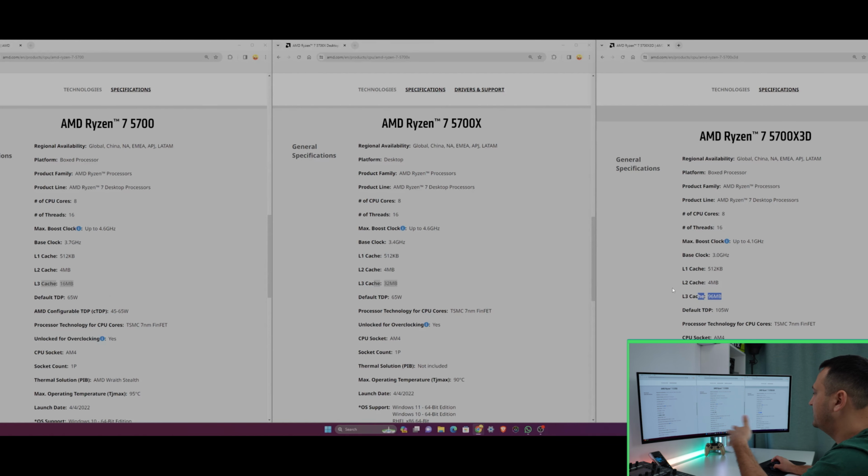The overall TDP, of course, is going to be different. So you had 65 on both of these variants while you have 105 here. That's because it has to run hotter with that added level 3 cache there.